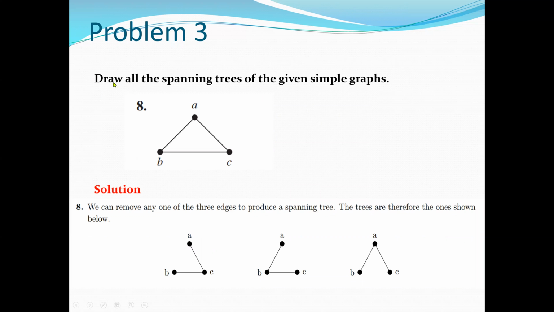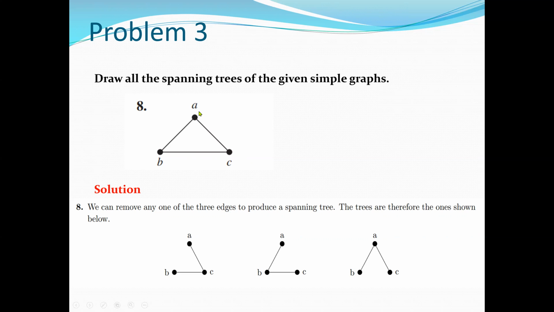Now, the next question says, draw all the spanning trees of the given simple graph. So we have a very simple graph here, A, B, C, and we come back to A again. So that's a simple graph with a simple circuit. The circuit is A, B, C, back to A.